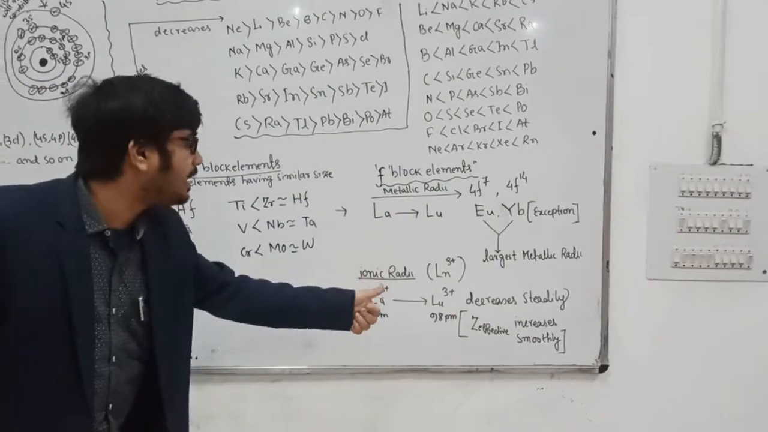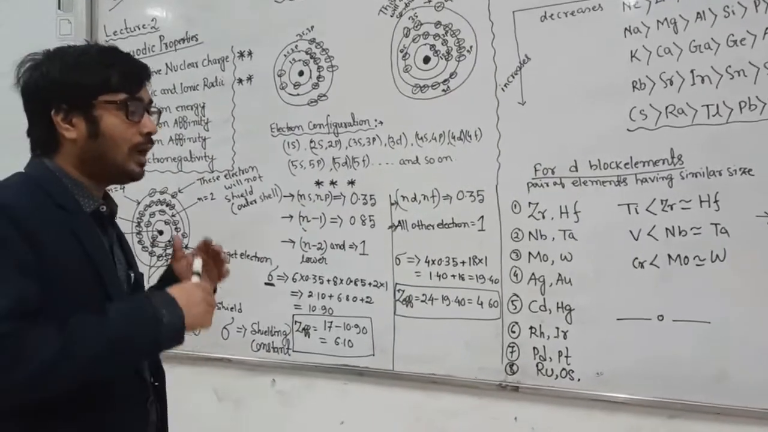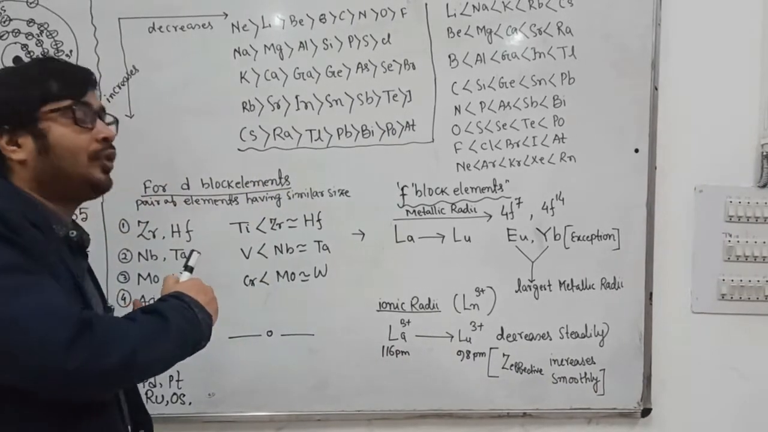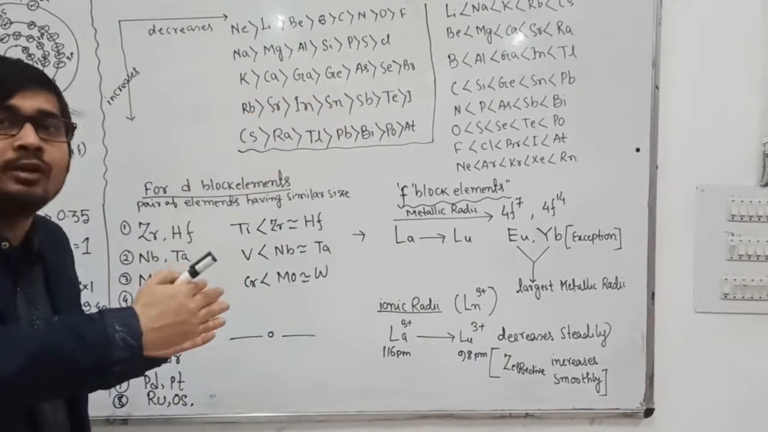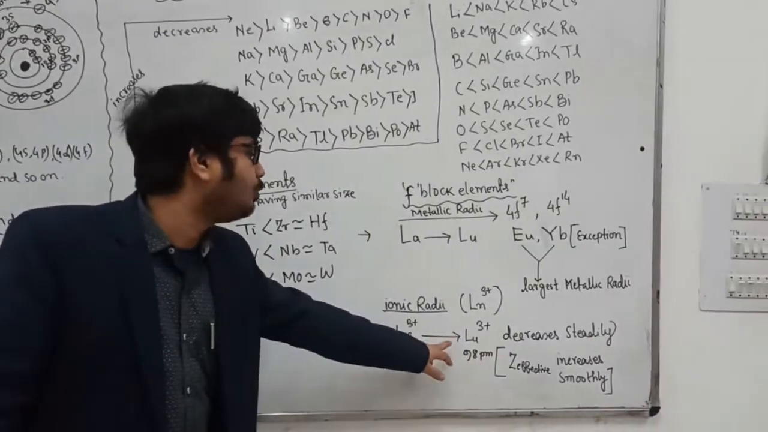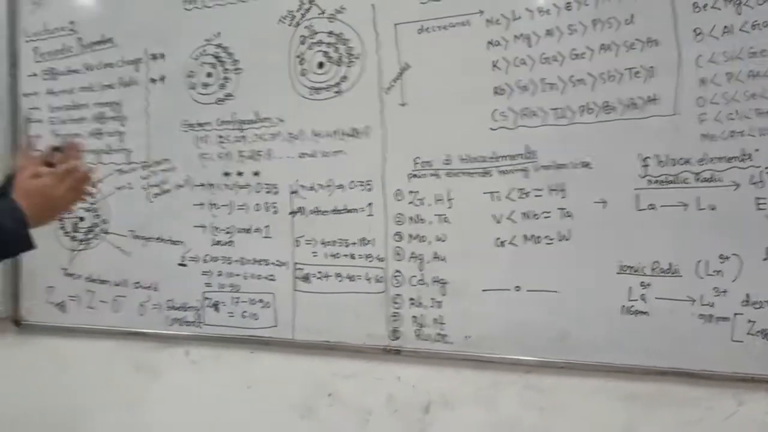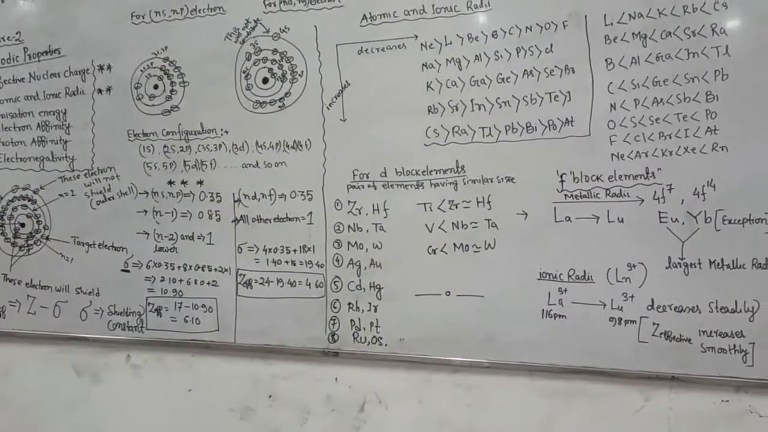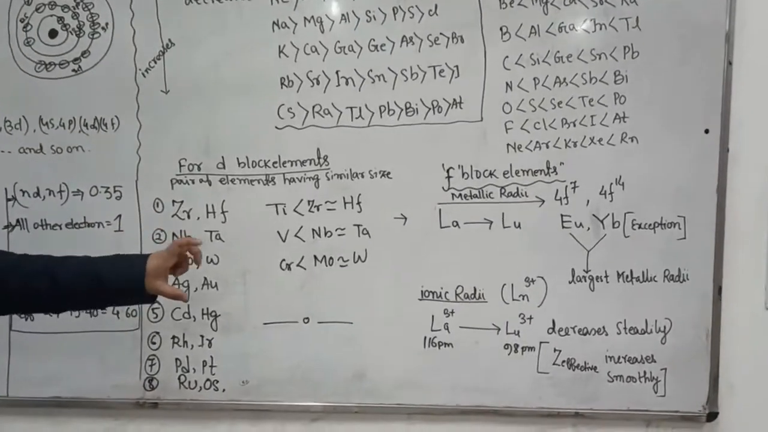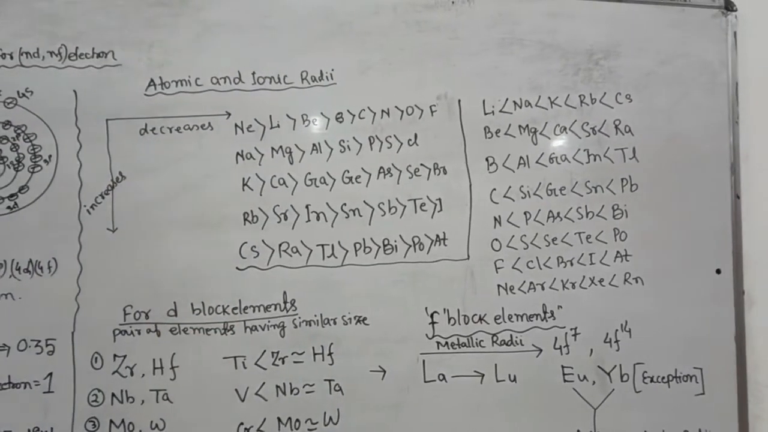Now we need to understand why Z effective, or effective nuclear charge, is so important. Because the effective nuclear charge increases, the attraction between the outermost electron and the nucleus increases and the size decreases. So that's why from lanthanum 3 plus to lutetium 3 plus the size decreases steadily. So this is about atomic and ionic radii, where you need to remember only a few things about d block elements and a few things about f block elements; all others follow the normal general trend.